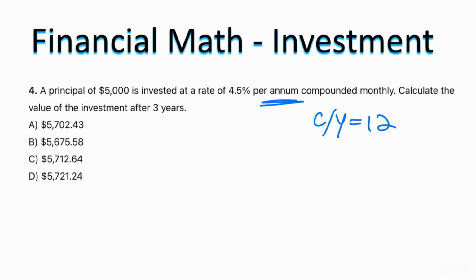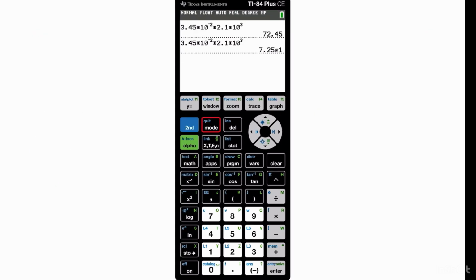You are allowed to use the calculator's financial app for the IB exam, so that's exactly what we're going to do here. On the calculator, you're going to go to apps, enter for finance, enter number 1 for TVM solver. N is the number of years. So in this problem, we're talking about 3 years. The interest rate is 4.5%. Present value is $5,000.